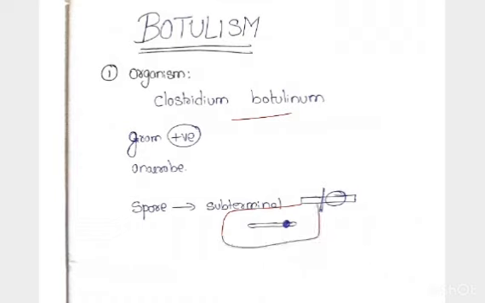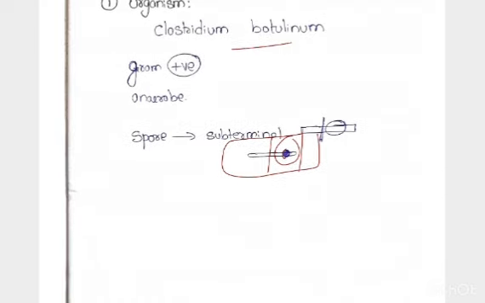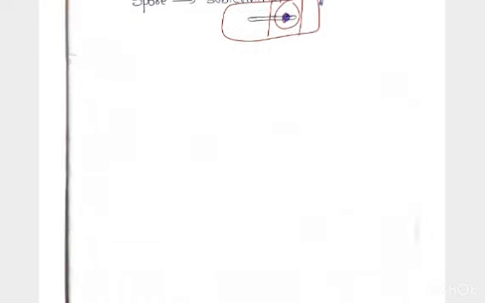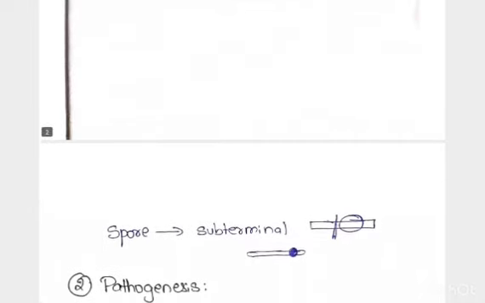Here you see, here is the spore, and this is the midpoint, and this is the end called terminal. If the spore is just in between the midpoint and the terminal and close to the terminal, this is called subterminal. If you see in the microscope, it forms these types of subterminal spores. I'll show you in another diagram.